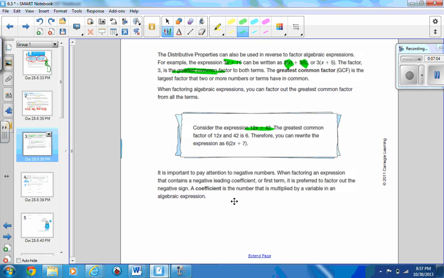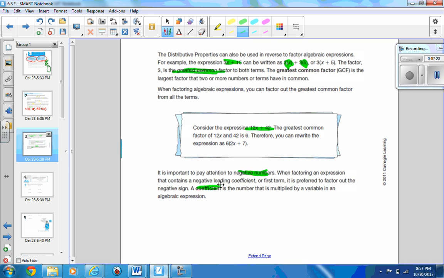It is important to pay attention to the negative numbers. When factoring an expression that contains a negative leading coefficient, or first term, it is preferred to factor out that negative sign. A coefficient is the number that is multiplied by a variable in an algebraic expression.